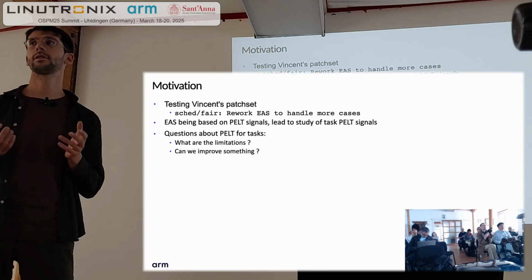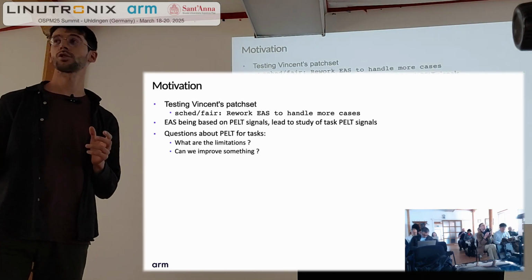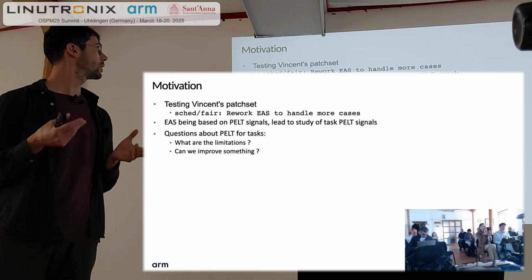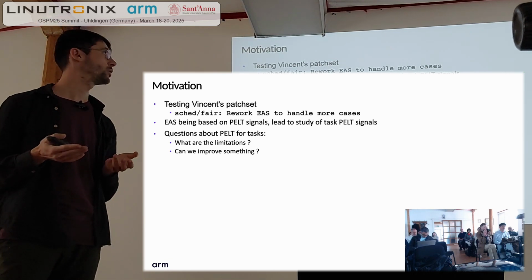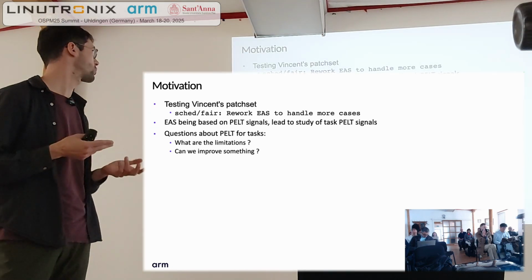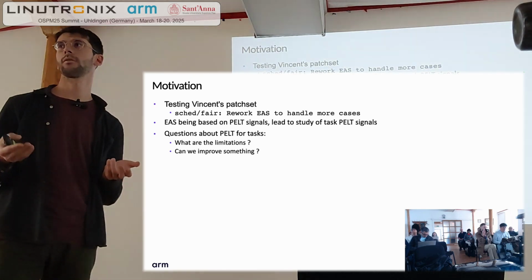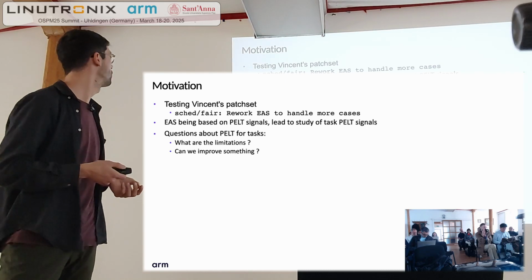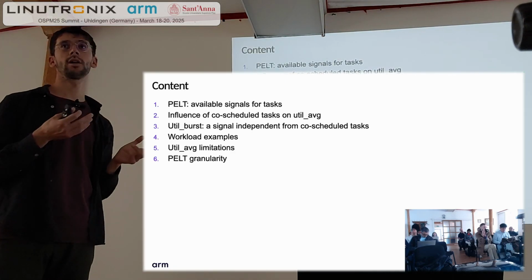The motivation of this talk is that I started to review Vincent's patch to rework EAS to handle more cases. EAS is based on utilization values, and these utilization values need to be accurate to make good decisions to place tasks on the right CPUs. It led to some more in-depth study of utilization in general. So I'm going to talk mainly about PELT in the first slide.